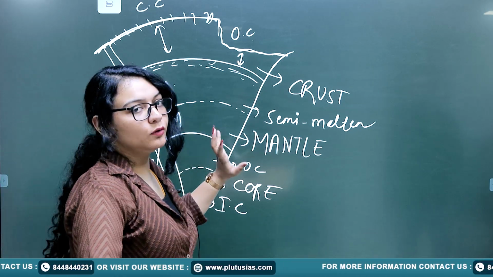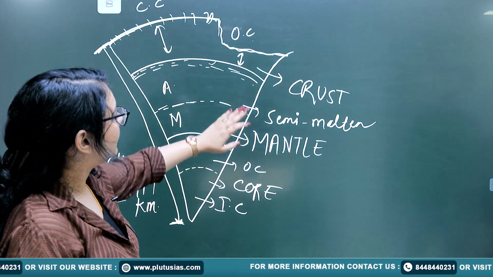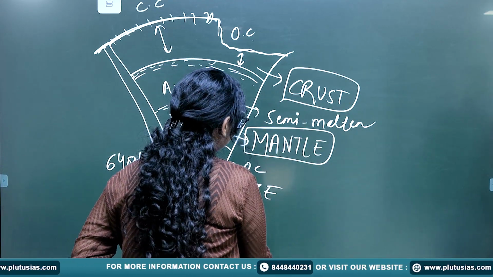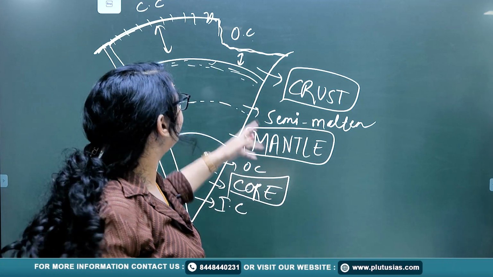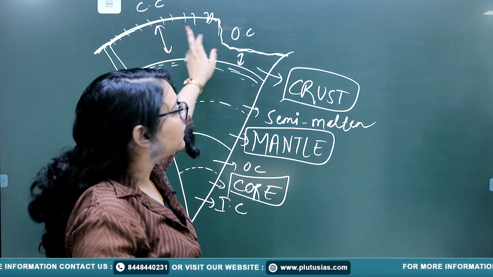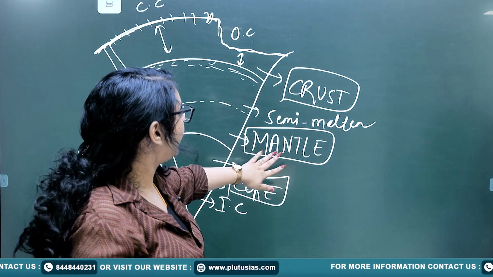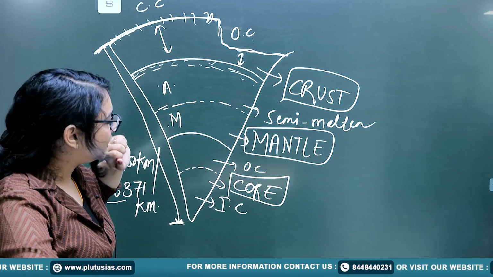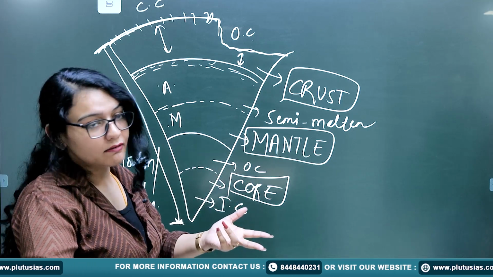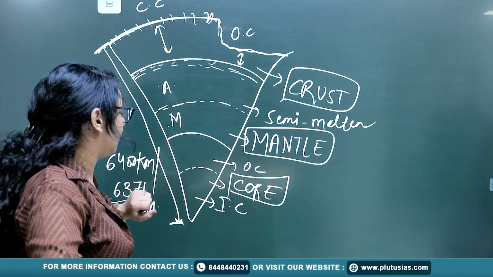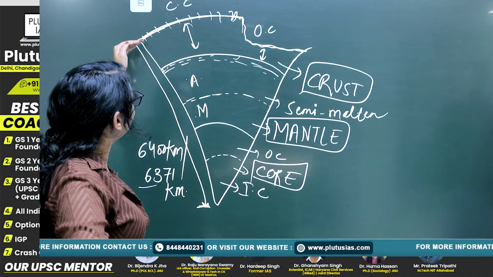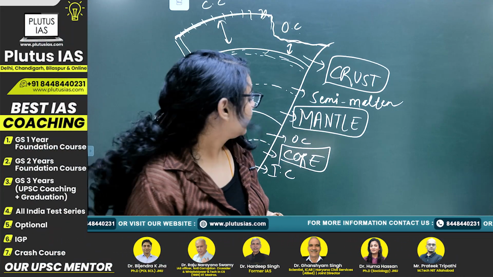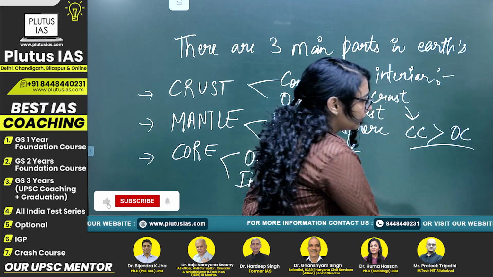So this is all about the interior of Earth. You have three main parts: crust, second one mantle, and third one core. Then you have subparts as well. In crust you have continental crust and oceanic crust. In your mantle you have two subparts, asthenosphere, then mesosphere. In core you have outer core and then inner core. And if you measure the distance from continental crust to core, then it will be 6400 kilometers. So this is all about your interior of Earth.